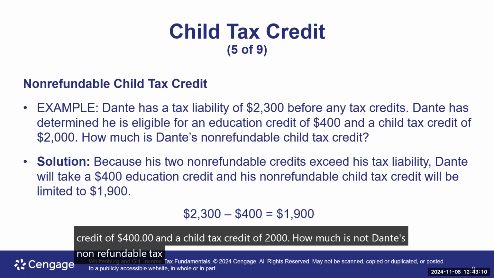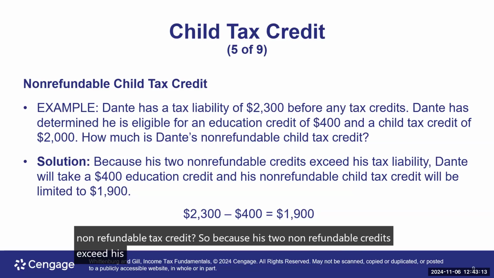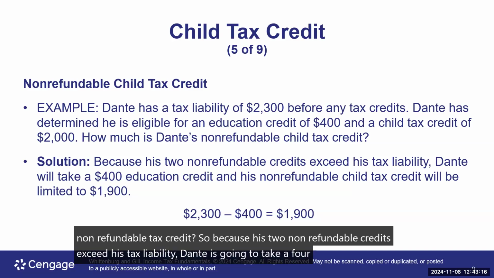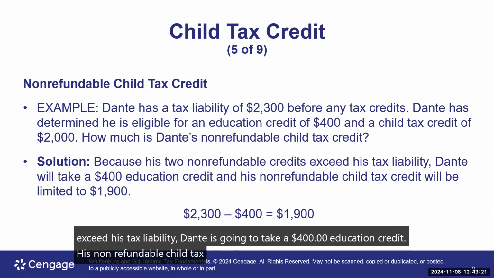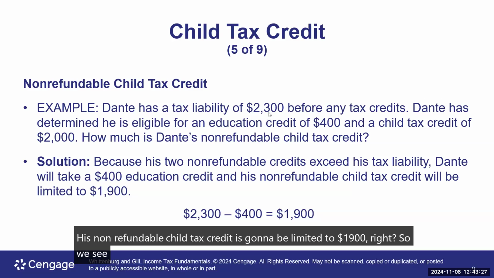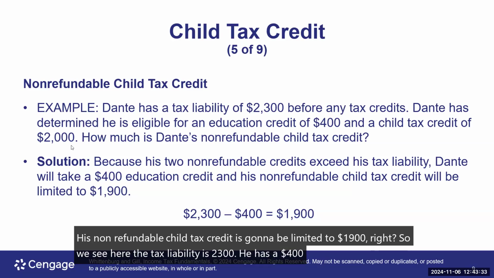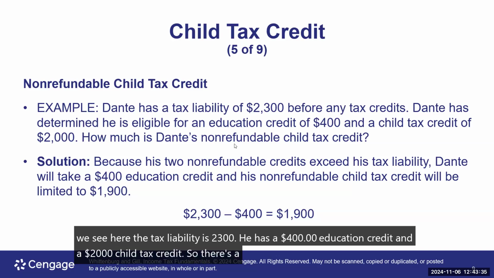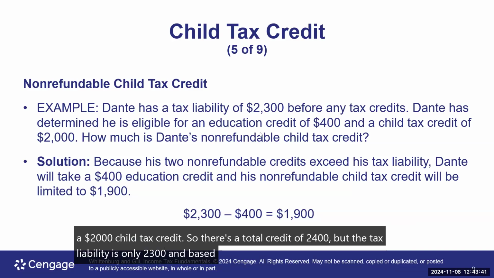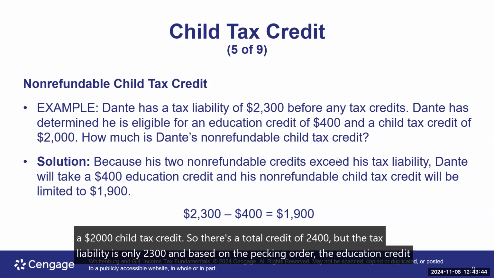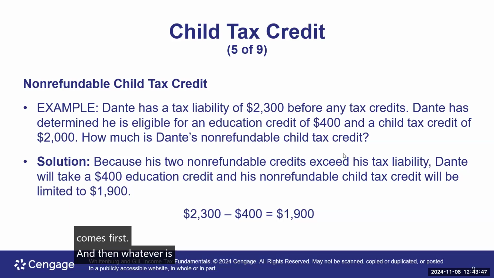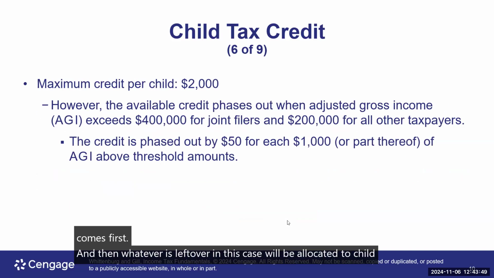Because his two non-refundable credits exceed his tax liability, Dante is going to take a $400 education credit, and his non-refundable child tax credit is going to be limited to $1,900, right? So we see here the tax liability is $2,300. He has a $400 education credit and a $2,000 child tax credit. So there's a total credit of $2,400, but the tax liability is only $2,300. And based on the pecking order, the education credit comes first, and then whatever's left over in this case will be allocated to child tax, which is $1,900.